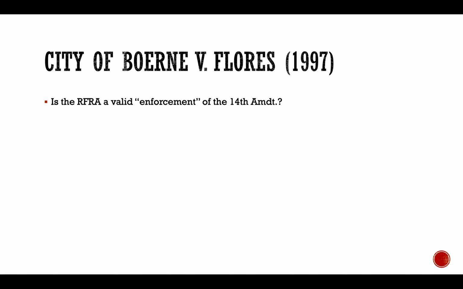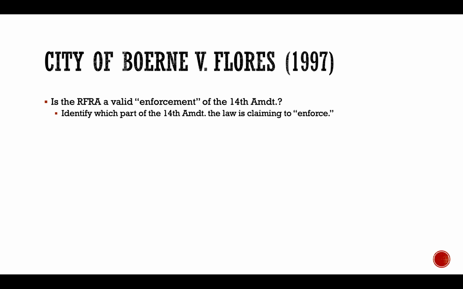According to Congress, the city of Boerne would violate the 14th Amendment and the First Amendment by prohibiting the church from engaging in this expansion, and therefore the city would have to justify its actions in order for them not to be a violation through a compelling interest, which again would be very difficult to do.